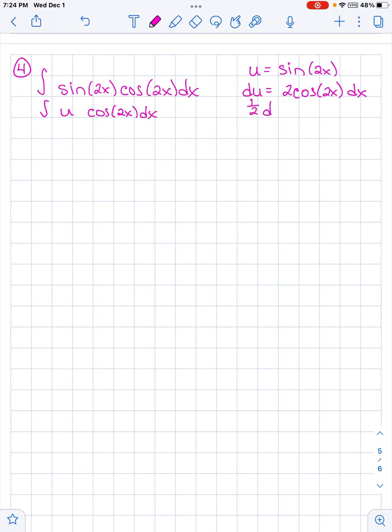If I just multiply both sides of this by 1/2, then I get the exact match that I need for my du. All right, so I've got u. This becomes 1/2 du. If I rewrite again, 1/2 u du. Antiderivative of 1/2 u, if I add 1 to the exponent, that's u squared. 1/2 divided by 2 is 1/4. And here's the antiderivative if I make the replacement.